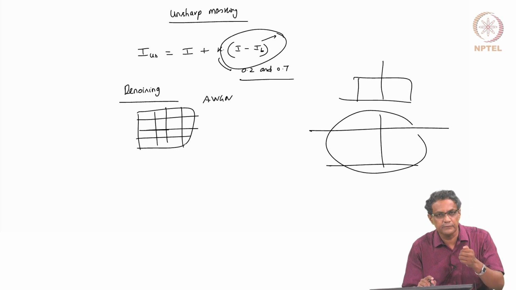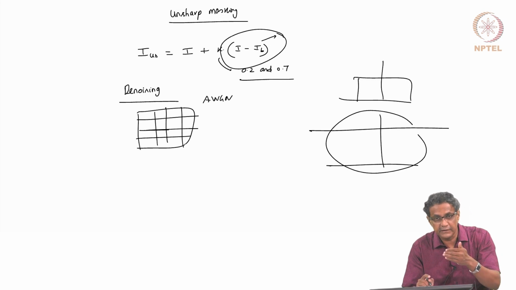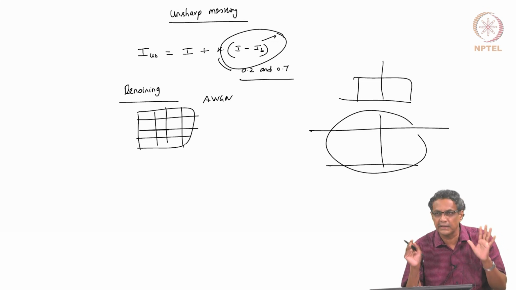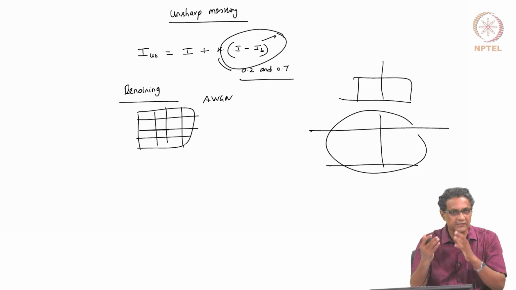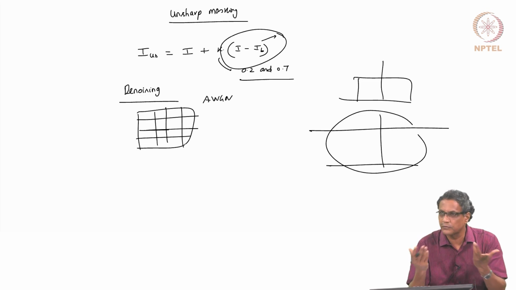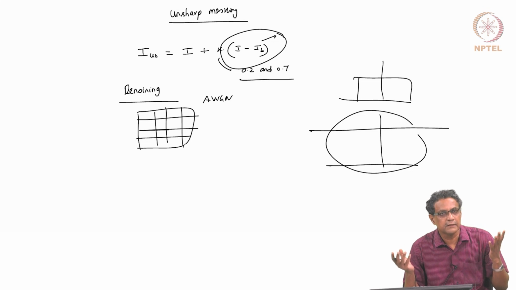If I gave you multiple frames, this actually happens in your cameras. If I gave you multiple frames of the same scene quickly taken, so that there is no motion, nothing happens, I just grab 50 frames quickly. Can I do something to mitigate the noise? What would you do? You will take the average of all of them, because the scene hasn't changed.